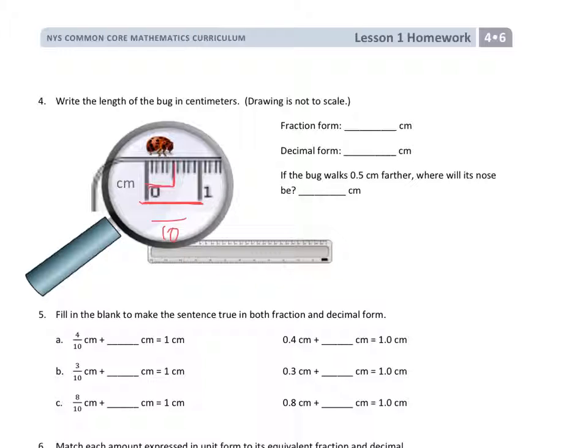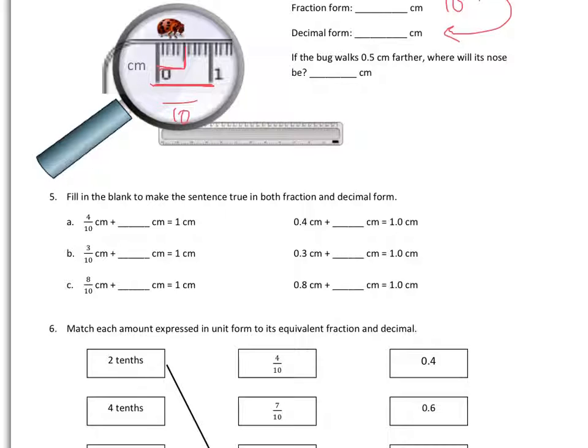So we want to see the fraction form in tenths here, because knowing that makes it easy conversion into decimal, because it's the place value, tenths, that we need to be able to make the decimal. When students get to problem 5, they're figuring out what makes 1 centimeter or 1 whole. In this case, 1 whole is going to be 10/10. So they're thinking to themselves, 4/10 plus how many tenths gets me to 10/10 or 1 whole. Same here, 3/10 plus how many tenths gets me to 10/10. It's going to be filled in here.